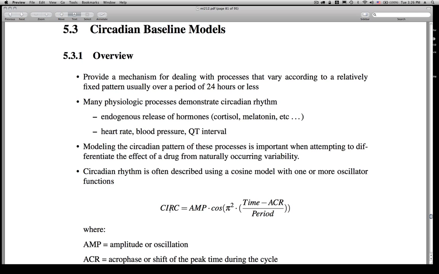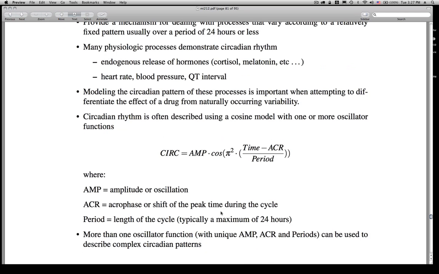You have a circadian rhythm, or the circadian baseline, equal to some amplitude times a cosine function. The cosine is pi squared times the quantity of time minus the acrophase, or this is the shift in that time peak. So it might be the shift from the starting point to time 0 or wherever this cycle starts, divided by the overall period. So what's the period of the entire cosine wave? It might be 24 hours, for example. We can estimate that.